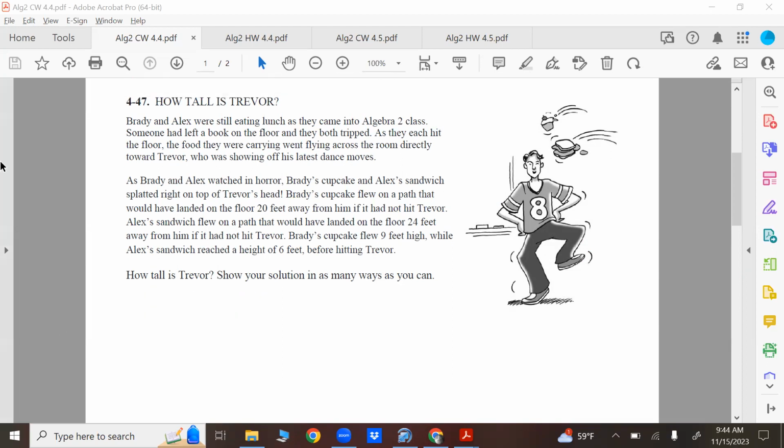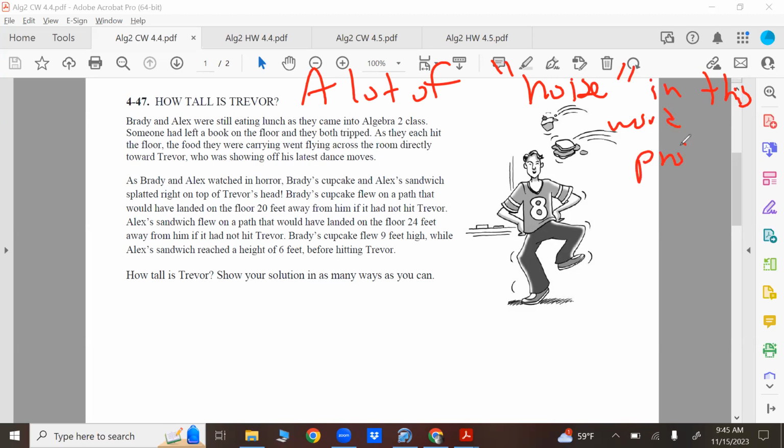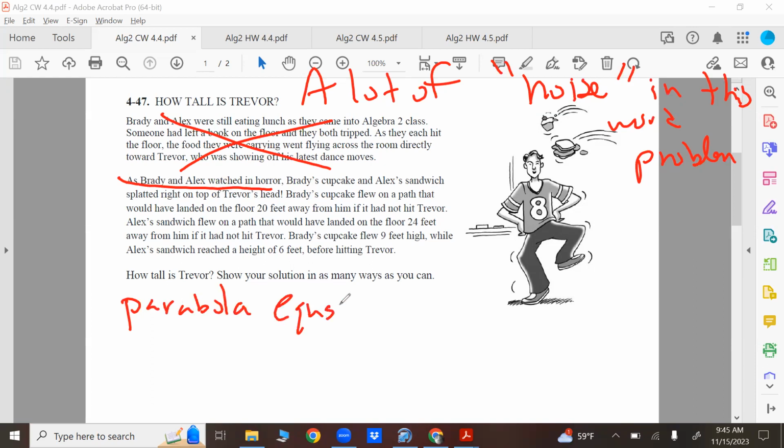Okay, so really, this is the big takeaway here. There's a lot of what I like to call noise in this word problem. Do I care that they're watching in horror? No. Do I care that it hit him in the head? No. What do I care about? I care about the numbers. That's it. And also what type of equation or modeling we're going to do here. Looks like it's going to be a parabola, right? So you're going to want something that's parabolic. You probably want parabola equations, right? Also, I want the numbers. That's what I care about.